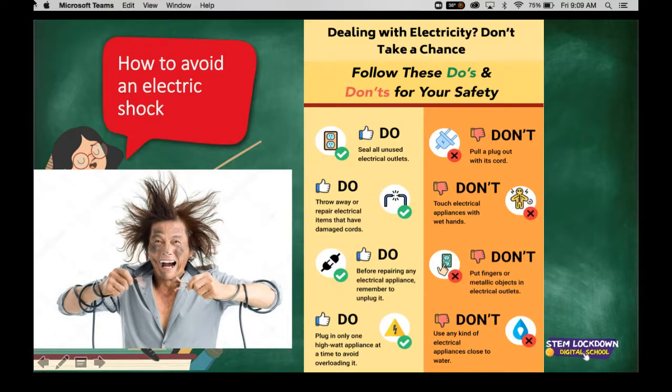All right, then what you should not do at all is never pull a plug by its cord. Never touch electrical appliances with wet hands, and do not put your finger or any metallic object in the electrical outlets. And also, never use electrical appliances close to water. That's what some of you said yesterday, that's why you will not find any plugs or electrical sockets in the bathroom, because that's where a lot of water is being used.